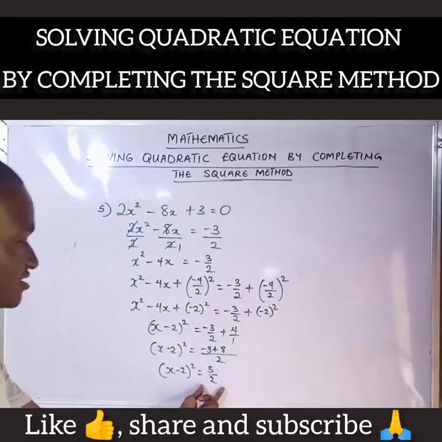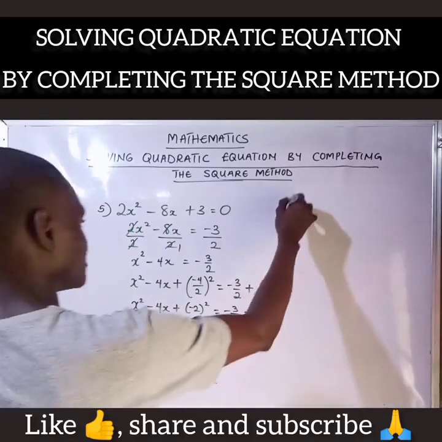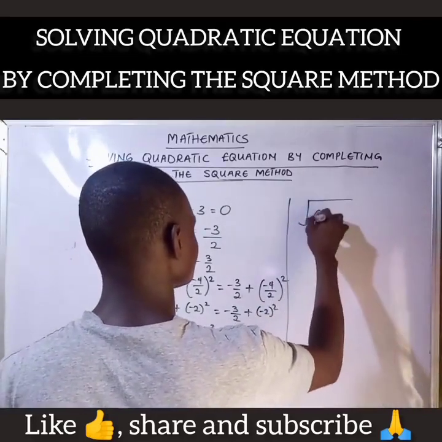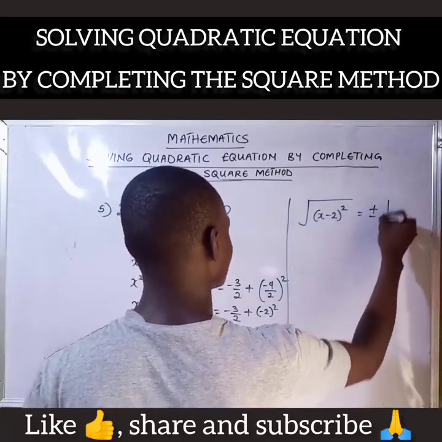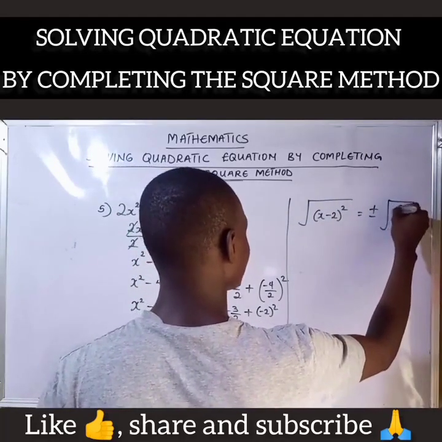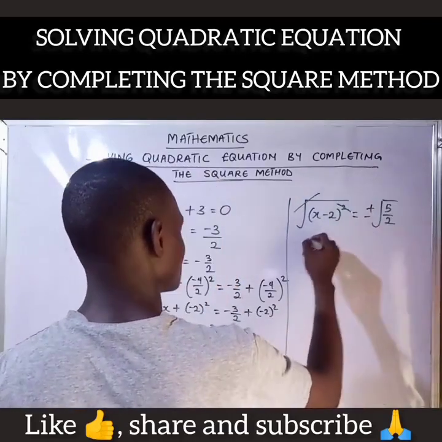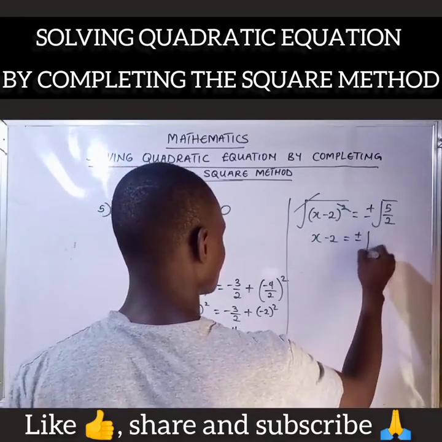Now that I've gotten this answer, the next thing I'm going to do, just as in questions 1 and 2, is to find the square root of both sides, not forgetting to put plus or minus on this side. So shall we go on? Now this is what it is going to be. Then we have the square root of x minus 2 squared is equal to plus or minus the square root of 5 over 2. Now this cancels this. Then I have x minus 2 is equal to plus or minus the square root of 5 over 2.